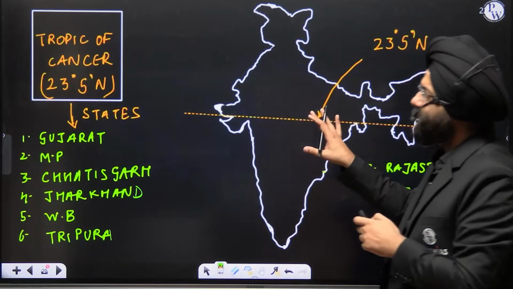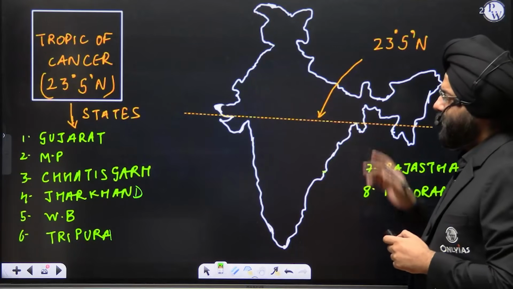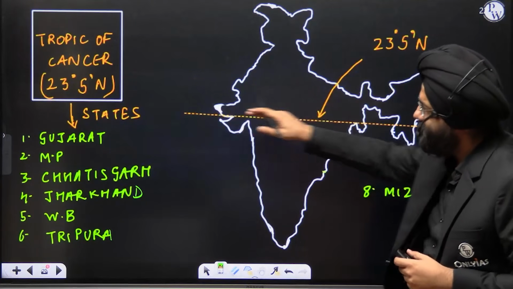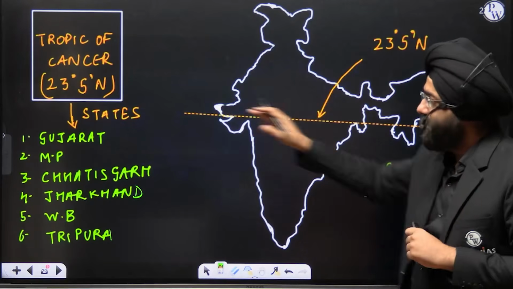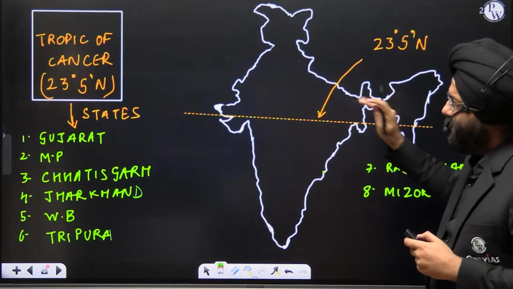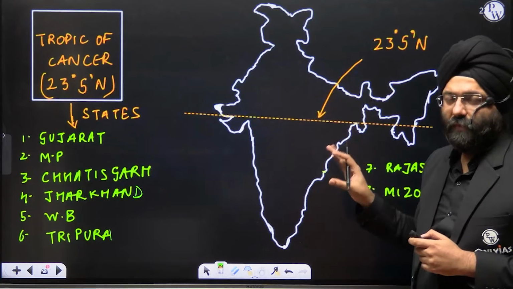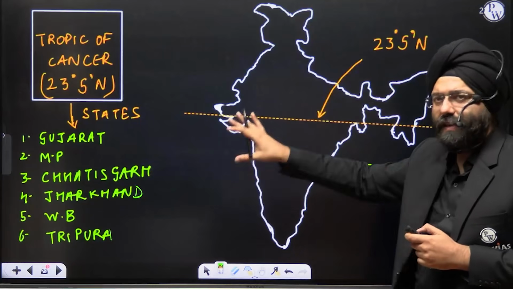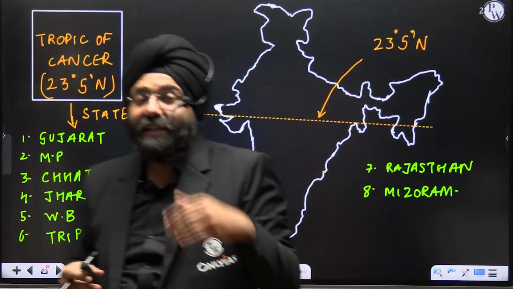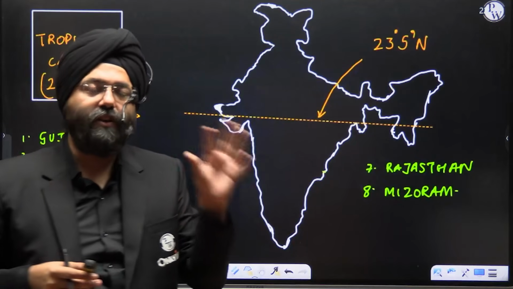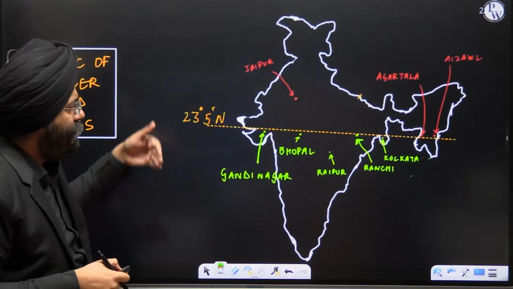With respect to this, let us move a little forward. Once we know that this is a particular latitude, let's analyze it further. Now see, this is one thing that UPSC can ask you: which all states? They might mention 1 or 2 more states intentionally to test you. So you should be very well aware of these states. Let us go a little step forward.